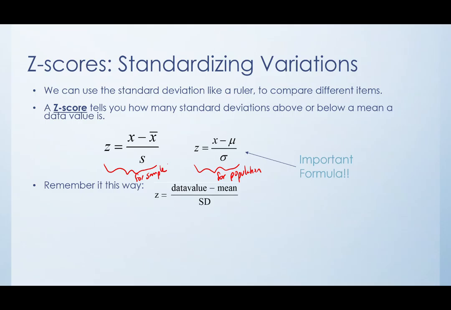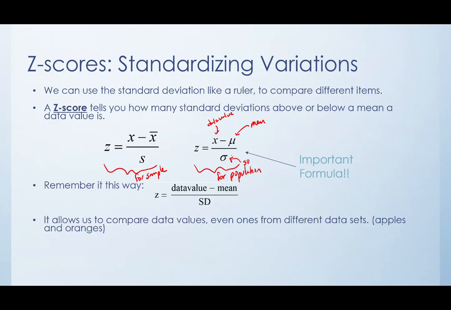All right, they're really the same formula though, right? You've got your data value, which is your x. Some books will call it y. You've got your mean, mu or x bar, and you've got your standard deviation, sigma or s. Okay, so what this allows us to do is compare data values even if they're from different sets. So like apples and oranges, or if you're recently out of high school, maybe your SAT versus ACT scores, right?